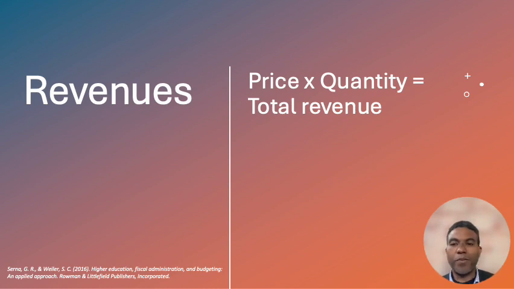In terms of math or equations, if you think about how to find the total revenue, we're talking about price times quantity. To simplify that, price might be tuition, and quantity might be the number of students. That's one way of calculating the revenue from tuition, and you would do that for each category of revenue you're bringing in.